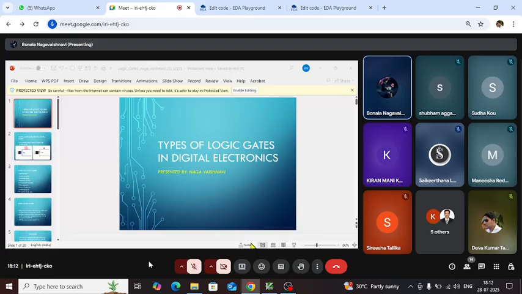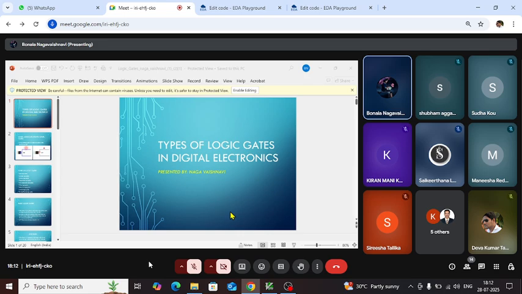Coming to the NOT gate. NOT gate means just inverse the input value. For example, 0 is the input, inverse, then we will get 1. 1 is the input, inverse, we get 0. This is a NOT gate.